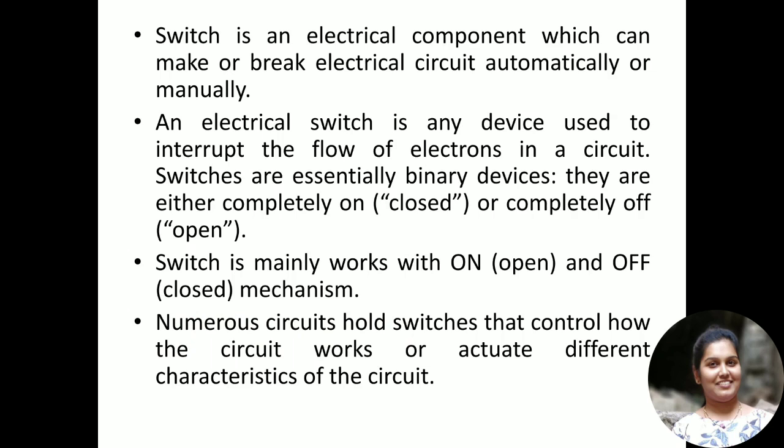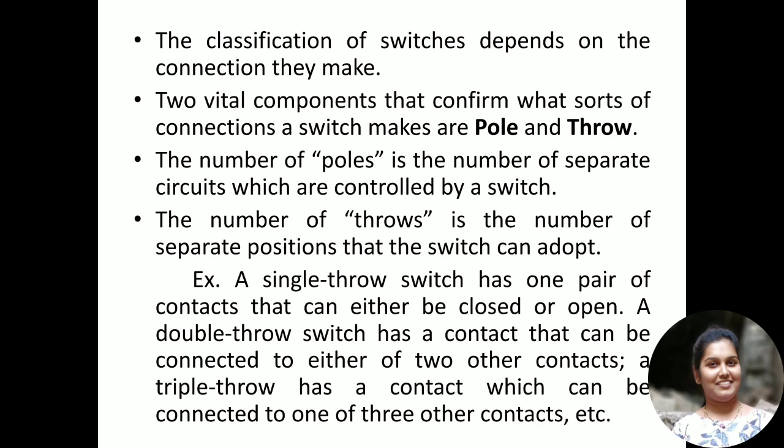The classification of the switches depends upon the connection they make. So depending upon the various connections, the type of connection that we make, switches can be classified. For this classification, two main components confirm what sort of connection a switch makes: one is pole, and the second one is throw.